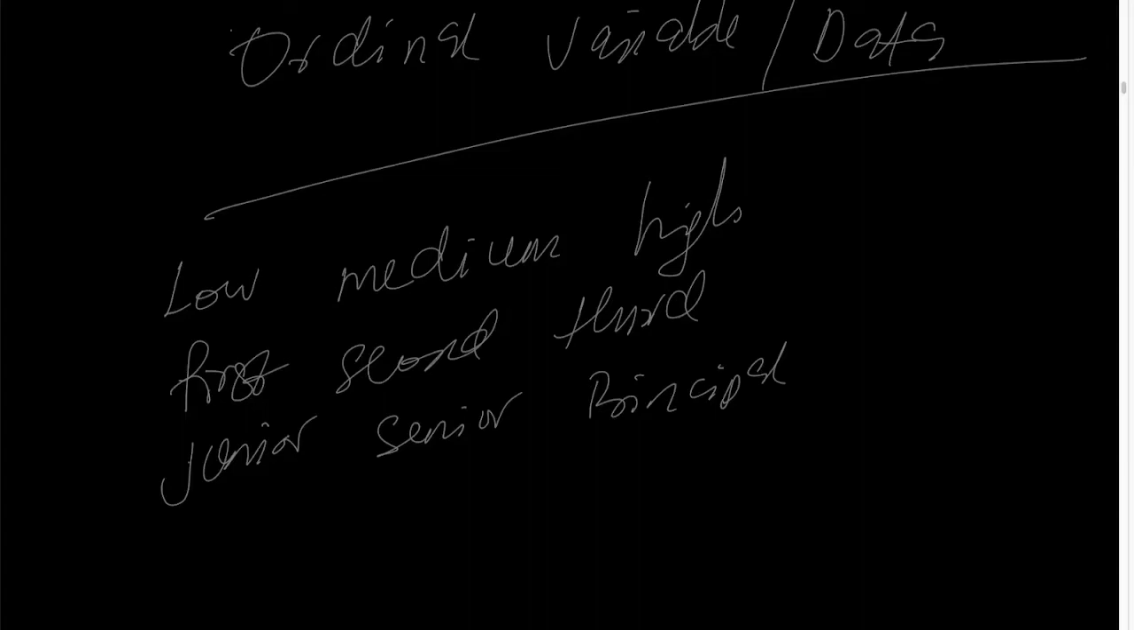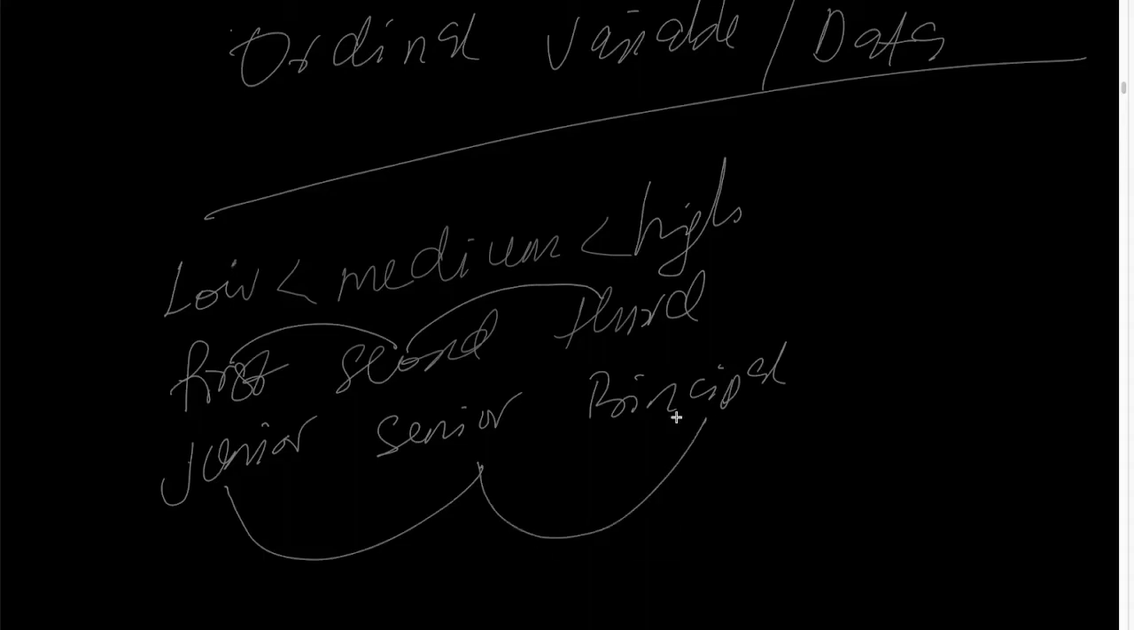Ordinal variables. These are ordinal variables. They are like categorical variables, but the difference is that there is a clear order. You can say this is lower than this is lower than this. It took first, this one took second, this one took third. This is a junior, this is senior, this is principal. You can order them. Ordinal.